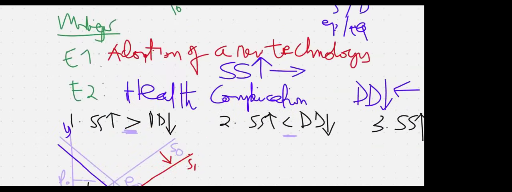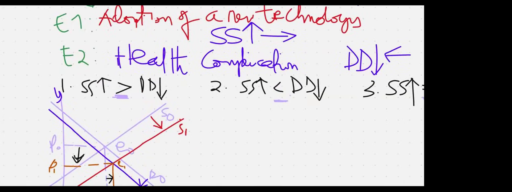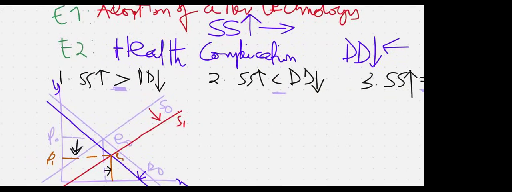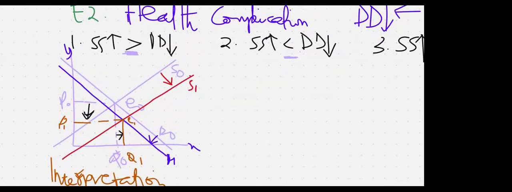As the adoption of a new technology had a greater impact on the supply of MKM cocoa drinks more than the health complications on the demand for MKM cocoa drinks, these caused the equilibrium price of MKM cocoa drinks to decrease from P0 to P1, and equilibrium quantity to increase from Q0 to Q1.